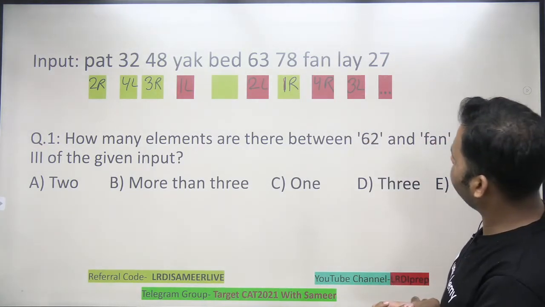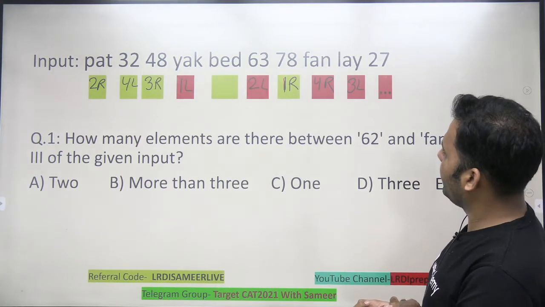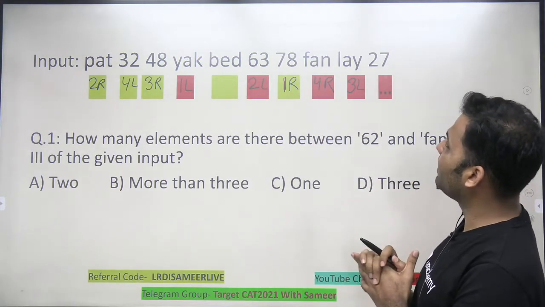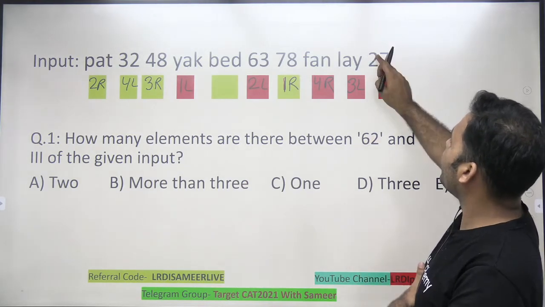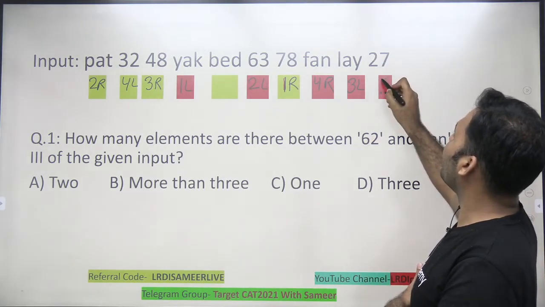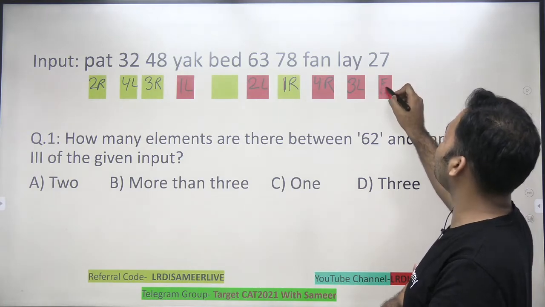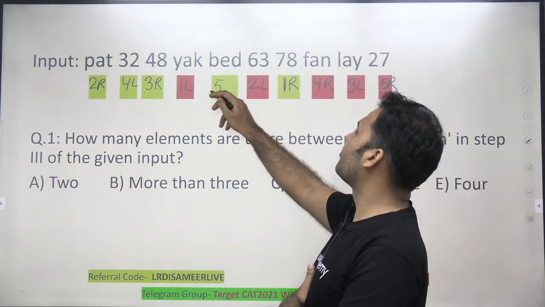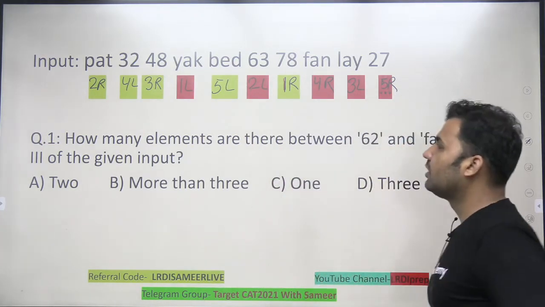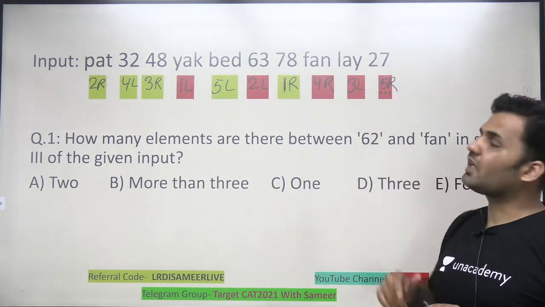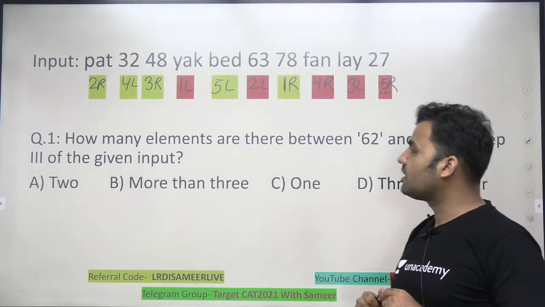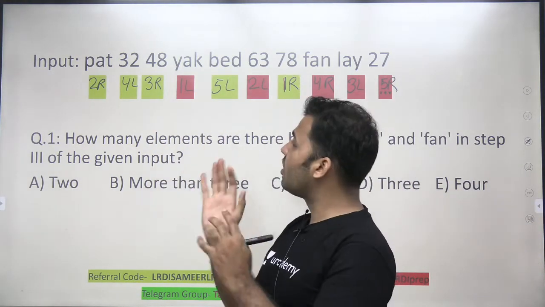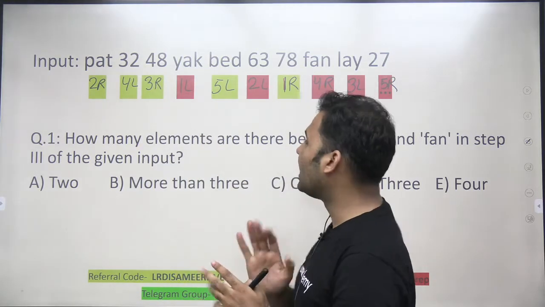And then the next alphabet is bet, right? In the next step, that means in the fifth step, the number 27 will be taken on the right-hand side. So it will be ranked as 5R, and this will be ranked as 5L. Once you have ranked all these elements, you can answer the questions using the ranking method. You don't need to write down every step to answer the question.